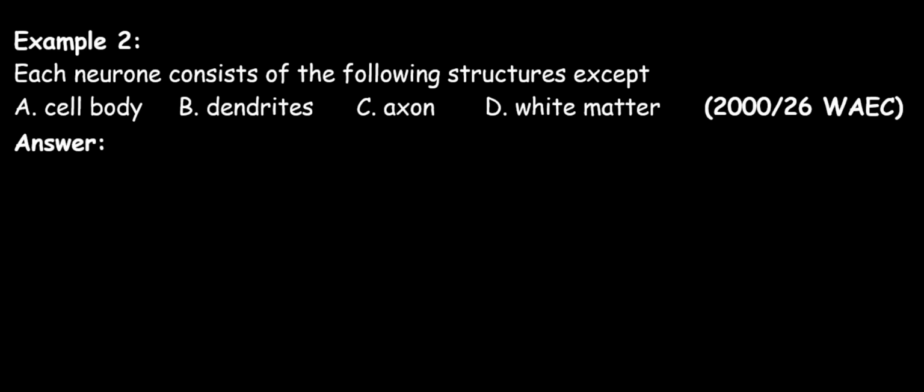Our next question, it says, each neuron consists of the following structures except A. Cell body, B. Dendrites, C. Axon, D. White matter. White matter is not a part of the neuron. A typical neuron consists of a cell body, dendrites, and an axon. That means the answer to this question is D.